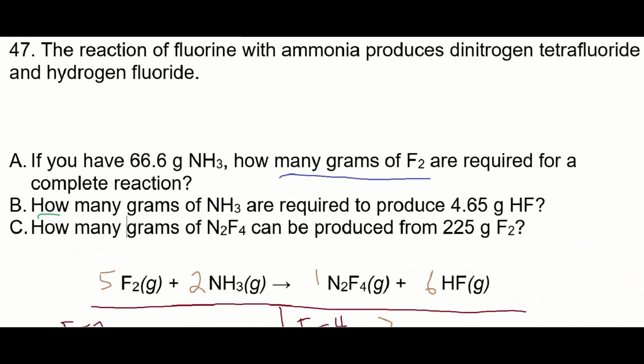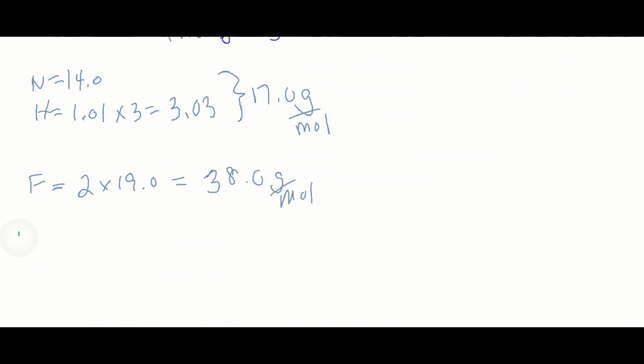Part B, we are asked how many grams of ammonia, and we're given the mass of one of the products. So we're going from hydrogen fluoride mass to mass of one of the reactants, ammonia. Okay, let's start with what we're given, 4.65 grams of hydrogen fluoride. What's the first step? Get rid of grams and turn that into moles, right? Convert to moles, because moles can get you anywhere else. All right, let's do our work down here.